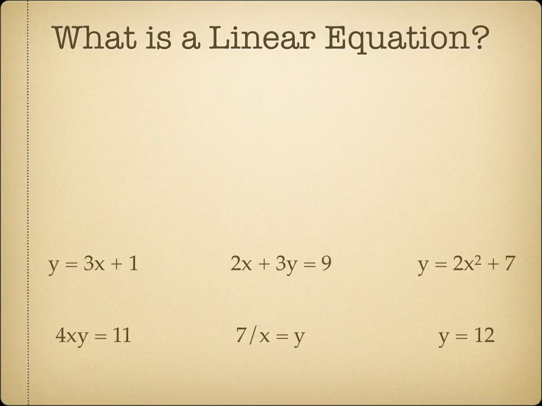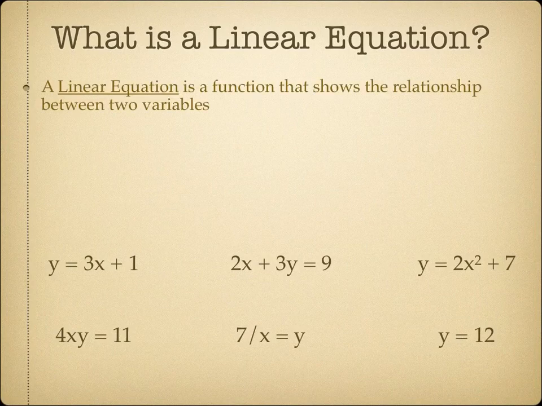So let's talk about what makes an equation linear. Well, here's the definition. A linear equation is a function, so we've already talked about functions. This is a type of function that shows the relationship between two variables. Okay, so that's really nothing new. We've done a lot of things that show the relationship between two variables. But there are some specific ways that the two variables interact that make it a linear equation, some rules.